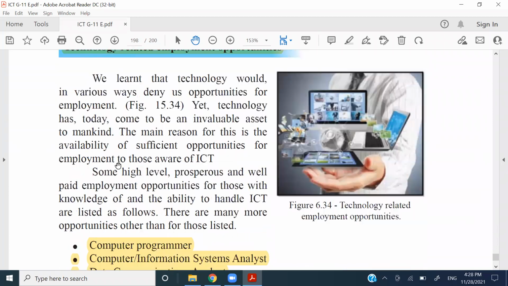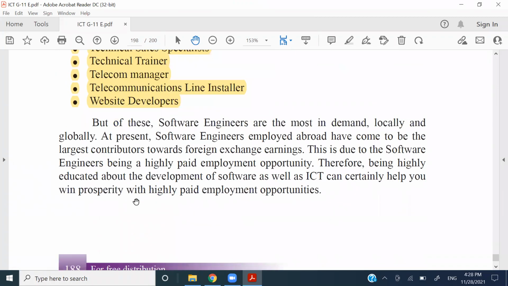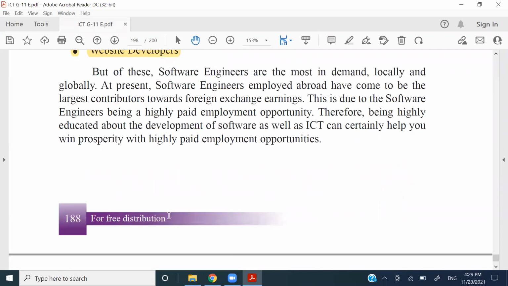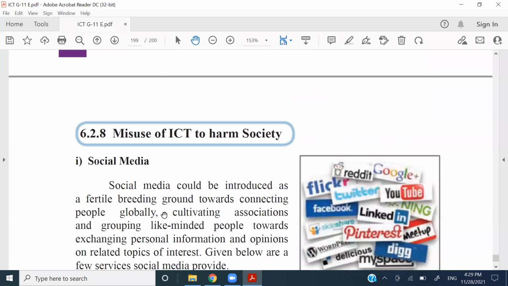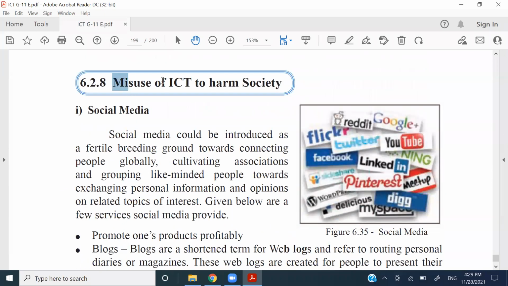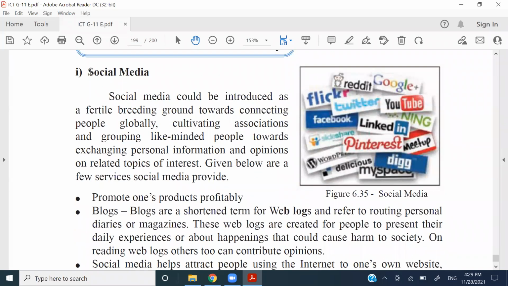So the topic and the list. Regarding the misuses of ICT to harm society, now, if we write that heading and go for the social media, it's going to be a problem. Don't write the misuse of ICT to harm society. Have the heading social media.